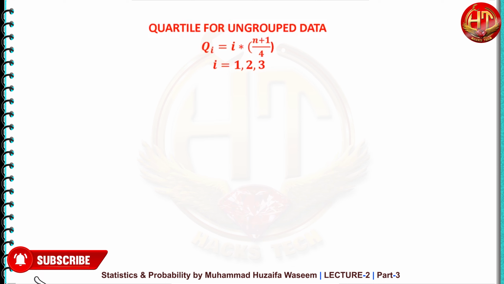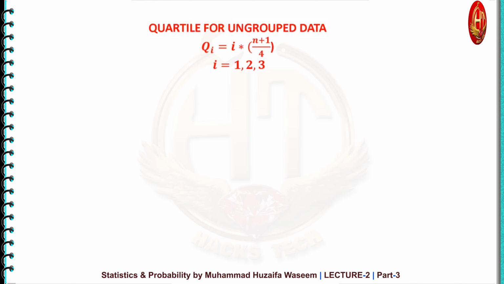Quartile for ungrouped data. So this is your formula. Suppose that you have to calculate the first quartile, then put i equal to 1. This is your first quartile formula. If you want to calculate the third quartile, then put i equal to 3. So this is your third quartile formula. Okay. Let's see an example.